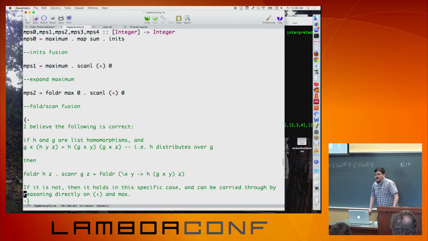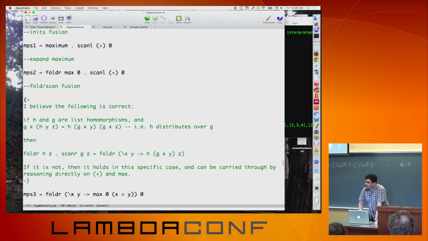Here you'll note I said I believe the following is correct. I slightly generalized the statement in the Shin-Cheng Mu article. I took this to a more general one because I think there's an application of the more general law. I think this is correct. I haven't proved it. Exercise for the reader. In the meantime, if you don't believe me, it certainly holds in this one case at least, and then you can confirm it directly.